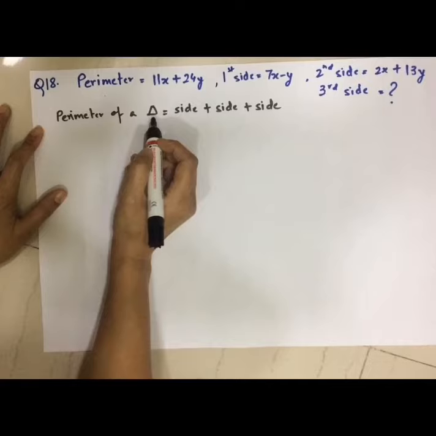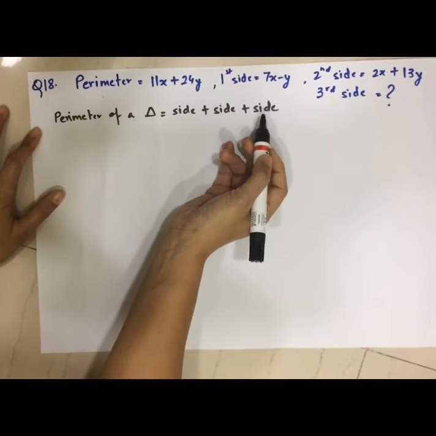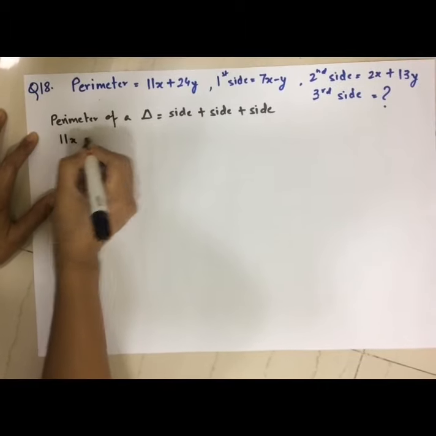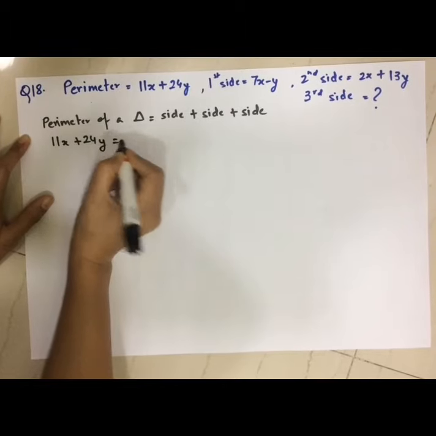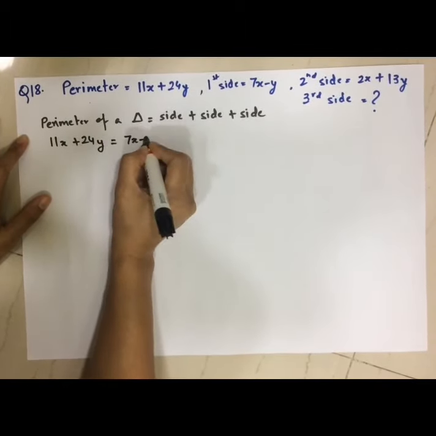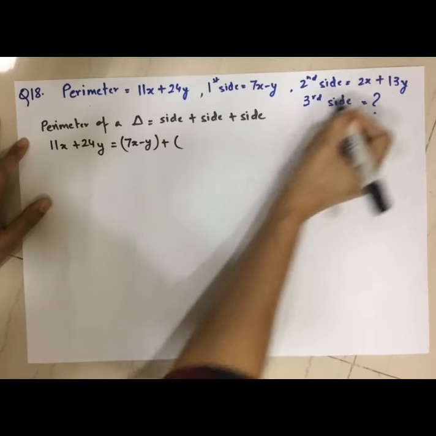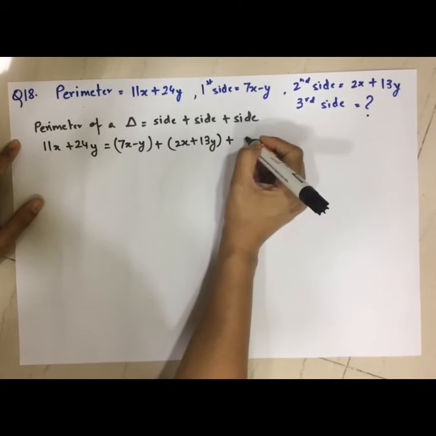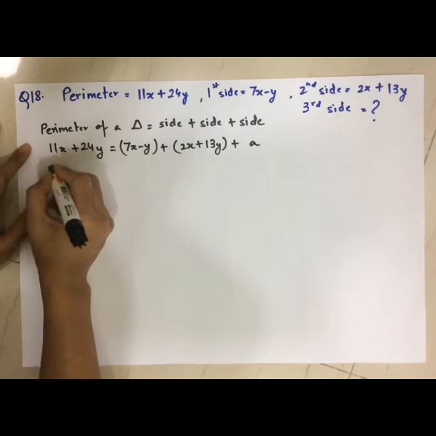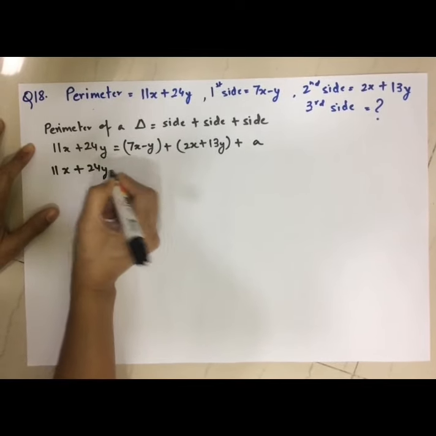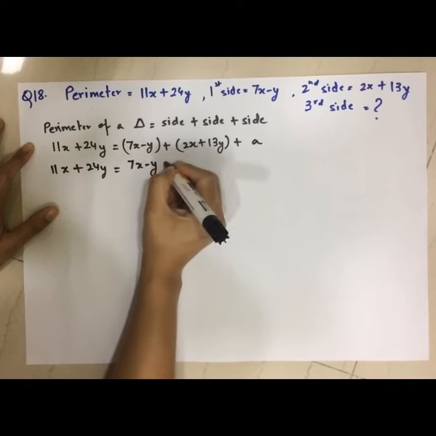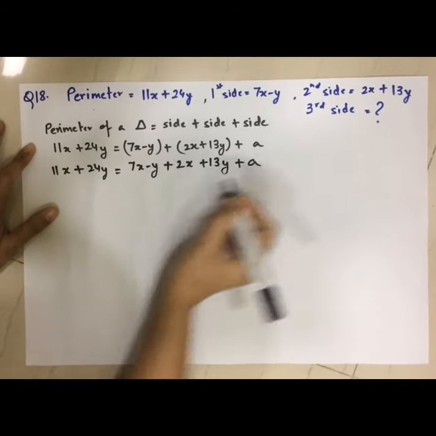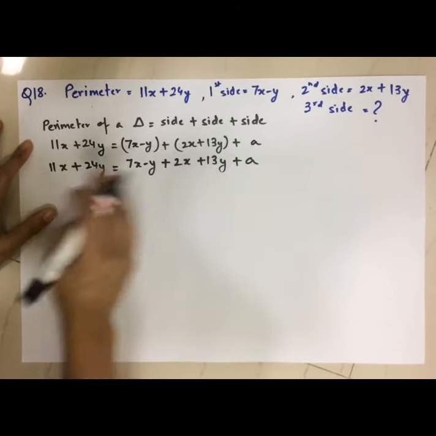The perimeter of a triangle, the formula says side plus side plus side. Now we're going to substitute the values in this. So for perimeter, we are going to write 11x plus 24y equals to, the first side we have 7x minus y, plus the second side is 2x plus 13y, and we have to find out the third side, so we can just take it as a. Now we're going to solve this. 11x plus 24y is equal to 7x minus y, we are going to open the bracket, plus 2x plus 13y plus a.